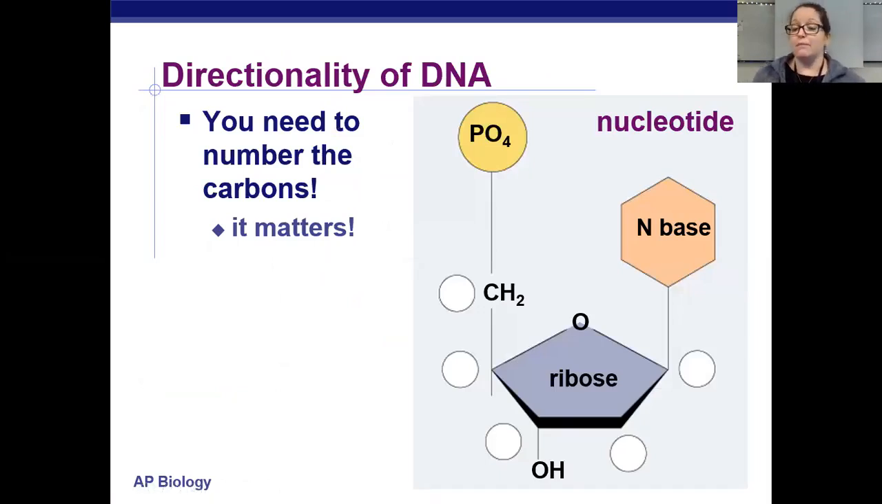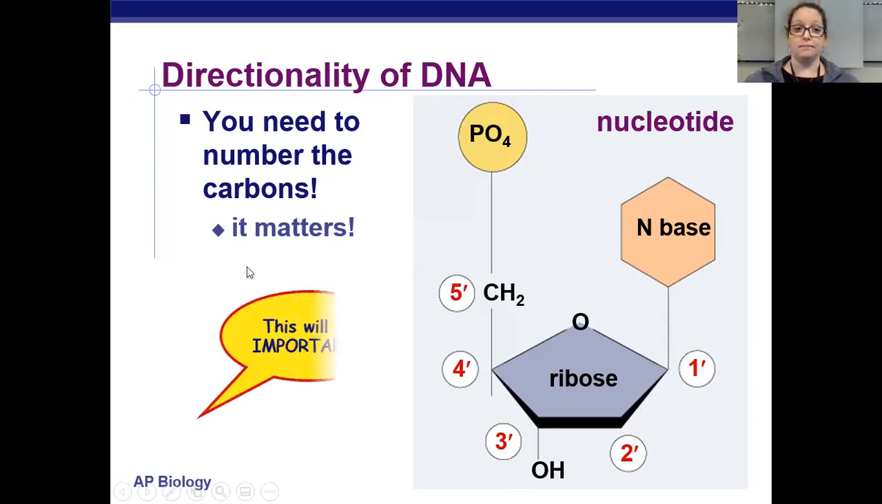Right, so I've mentioned 5' to 3' and 3' to 5', and it is very, very important that you understand the directionality of DNA, or you're not going to understand replication at all. You need to number the carbons. It matters. Here is your nitrogen base. Here is an oxygen, and then we start from there. Here, 1 carbon, 2 carbons here, 3 carbon there, 4, and then 5. And so this is 5' to 3'. That is why it is called that directionality.